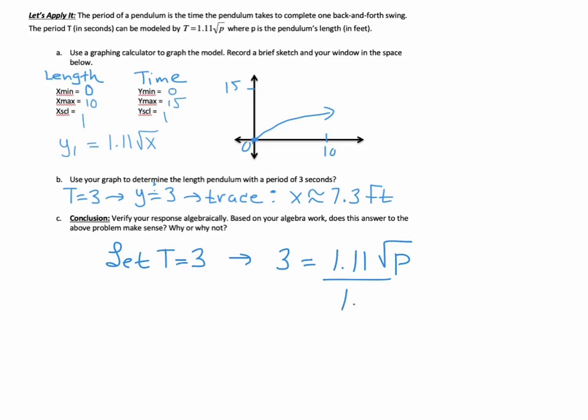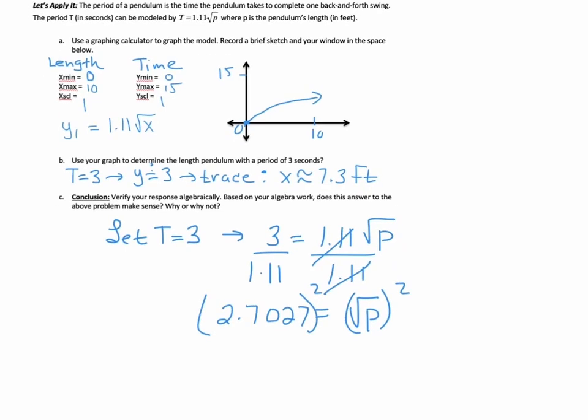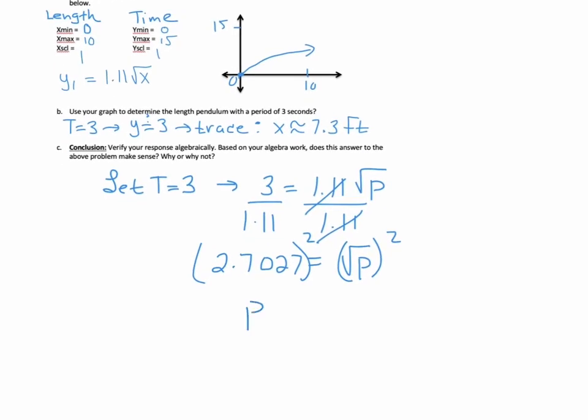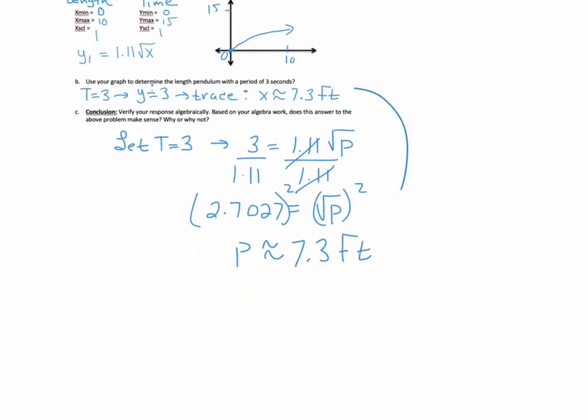So that means I'm isolating the radical, and then I'm going to need to eliminate that radical by squaring both sides. And then, hey, look at that. I did get about 7.3 feet. So, does the answer make sense? Well, look, they both match. So we could say yes.